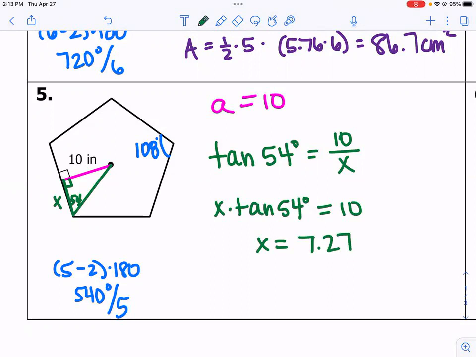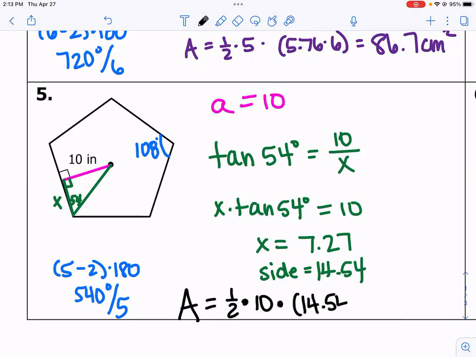Okay. Well, if X is 7.27, that's only half of our side. Do you see what I'm saying there? Our entire side would be 14.5. So for our area, we would have to take 1/2 times the apothem times our perimeter. So I'm going to take my sides times 5 to get my perimeter. Are you okay with that?